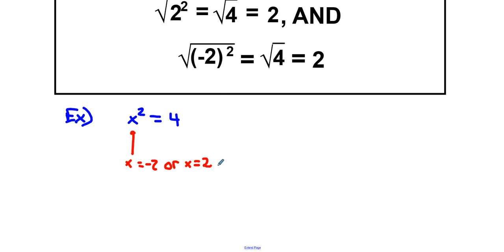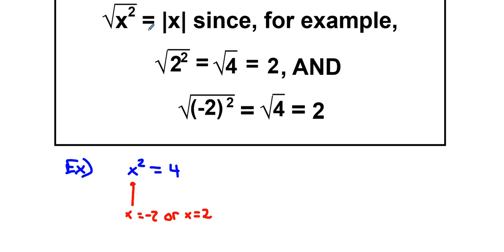Two options. Well, that's what this is saying. If I were to plug in a positive 2 and square it, and then take the square root, that's equal to the square root of 4, which equals 2. But also if I plug in a negative 2 and square it and take the square root, that is still equal to 2. So there's two possibilities here if this is your original equation. x could equal a negative 2 or a positive 2, and you'd still get out the same value. You'd still get out a 2.